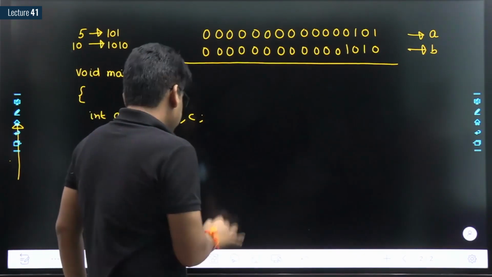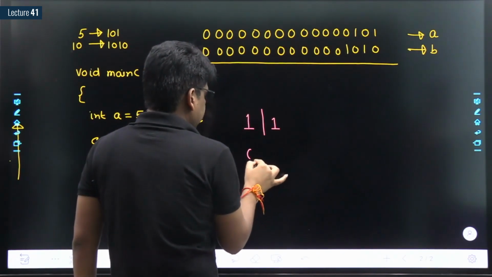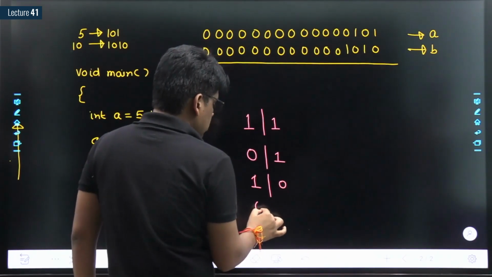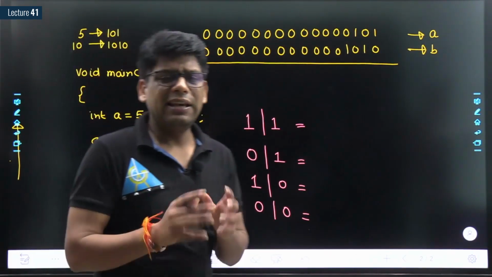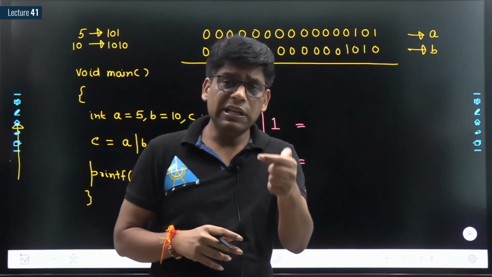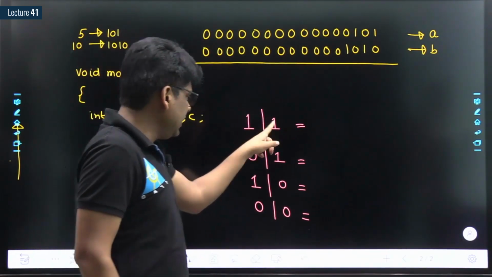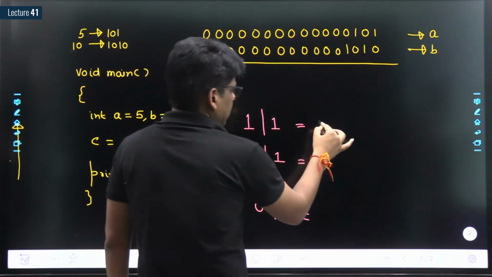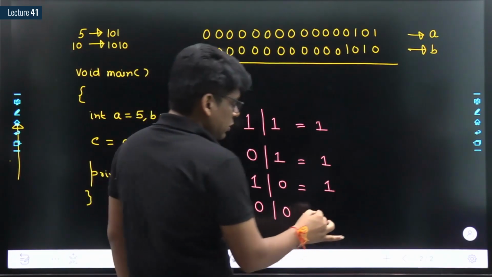For example, what if I say 1 ORing with 1? The first operand could be 0, the second could be 1; 1 or 0; 0 or 0. See how logical OR used to work? Logical OR used to say if at least one of the operands is non-zero, then the result will be 1. What does bitwise OR say? If at least one bit is 1, the result will be 1. So here both are 1, at least one bit is 1. Here both bits are 0, that means the output is 0.